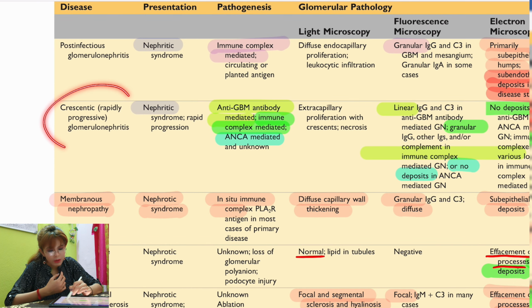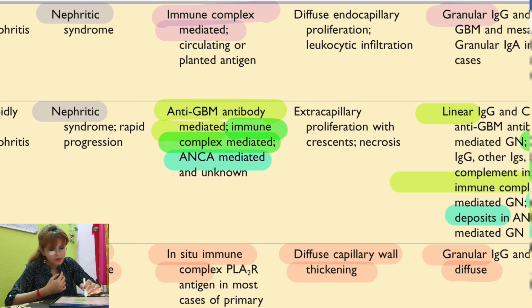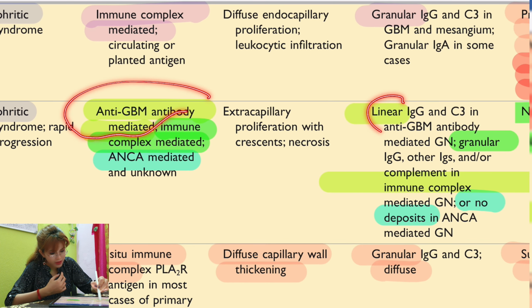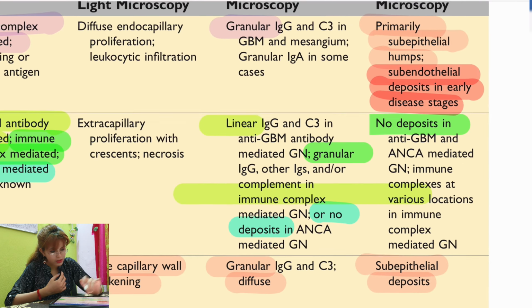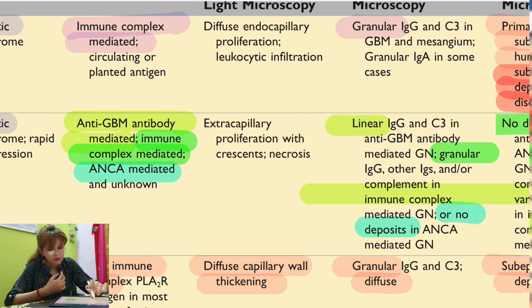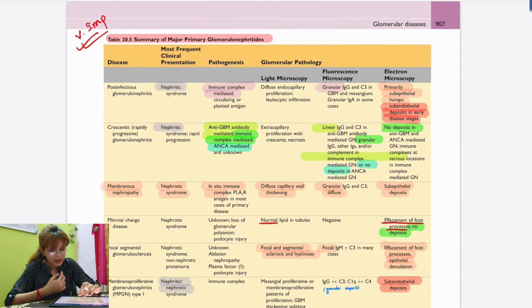And coming to RPGN, again nephritic, 3 types: anti-GBM antibody, in which you're going to have a linear deposit; immune complex mediated, in which you're going to have a granular deposit; and ANCA, where you have no deposit. So basically in macroscopy also the features will vary among these 3 types.